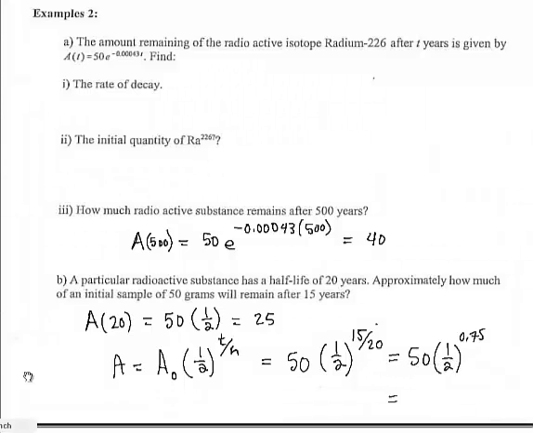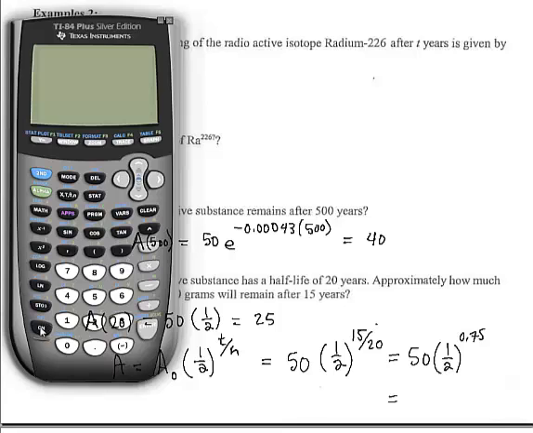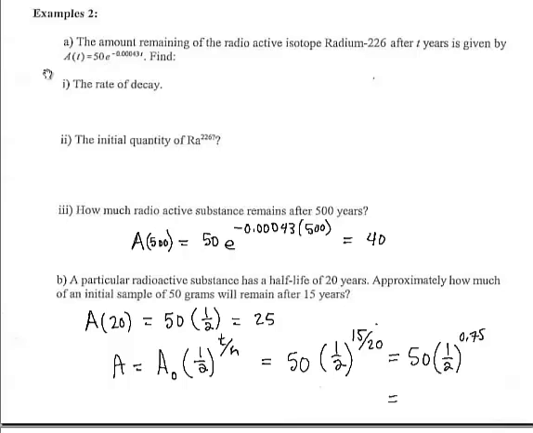To figure out exactly how much, we have to calculate it with our TI-84. 50, and I'll use parentheses. Instead of a half, I'll write 0.5. Half and 0.5, same number. Exponent of 0.75. Enter. And we see that we have 29.7 left.